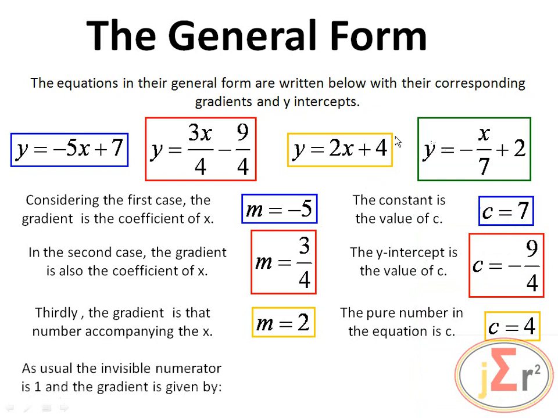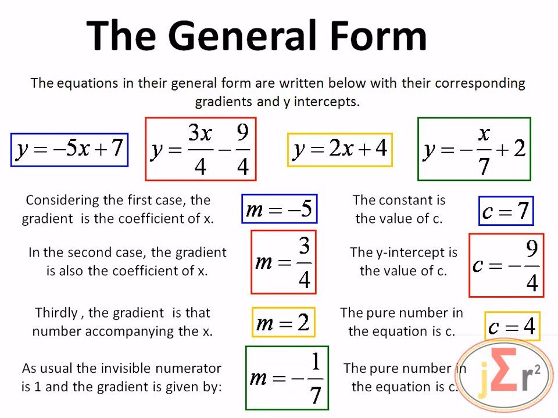Finally, as usual, the invisible numerator is 1 and the gradient is given by, no, this is what we have, just -x/7. So what number would be accompanying the x right here? Typically, we'll have 1. So that gradient is -1/7. The pure number, of course, at the end is the value of the constant, which is the y-intercept, and there we have it.